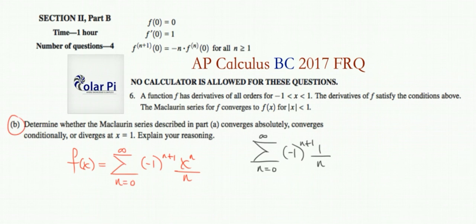All right, part B here, and in this part, we have to determine if the series we found in part A, which is this, converges absolutely, or converges conditionally, or diverges when x is equal to 1. Now, when x is equal to 1, this series turns into the series in black. And so what we have to do is determine if this series in black converges absolutely, converges conditionally, or diverges, right?